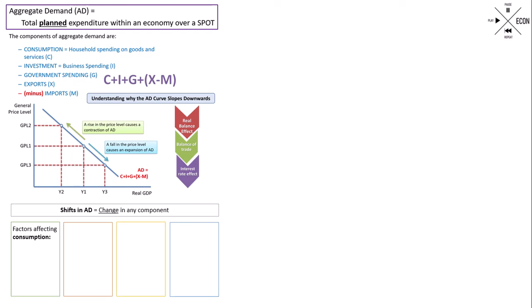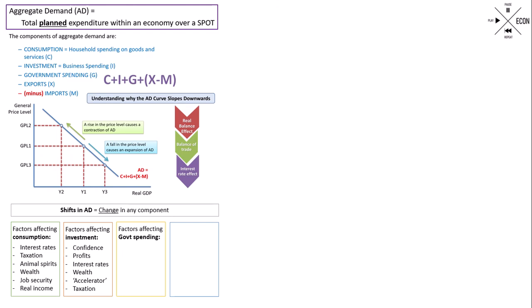So if we go through them, first off, see if you can identify a few factors that cause or affect consumption. So hopefully you've got some of the below. Do the same now for investment. Hopefully you've got some of the below. Government spending. And finally, have a go at identifying factors that affect exports and or imports. Okay, so hopefully you've got them as well there.